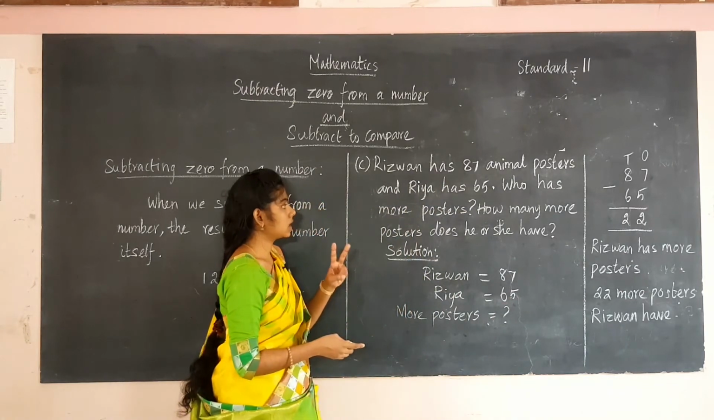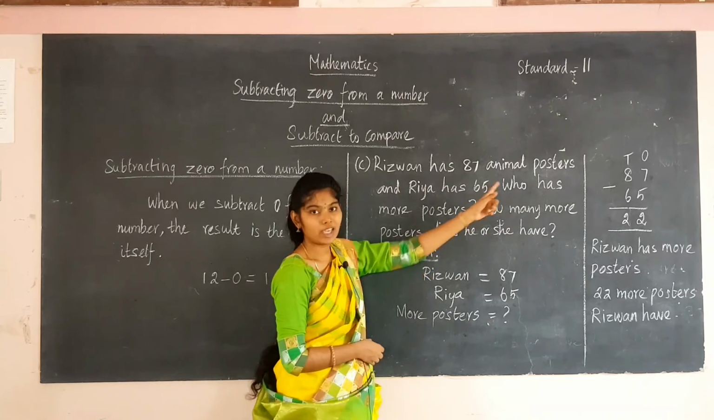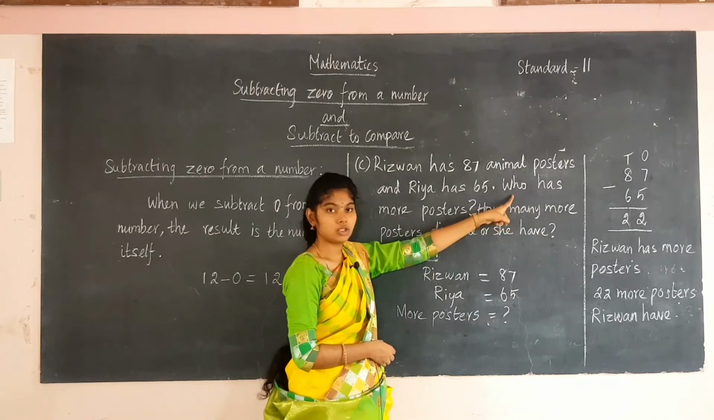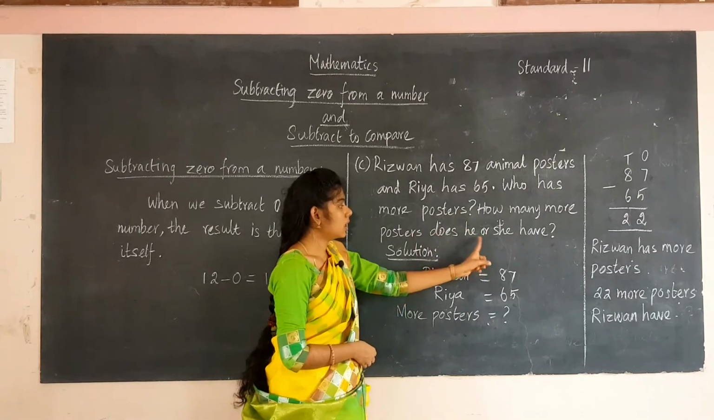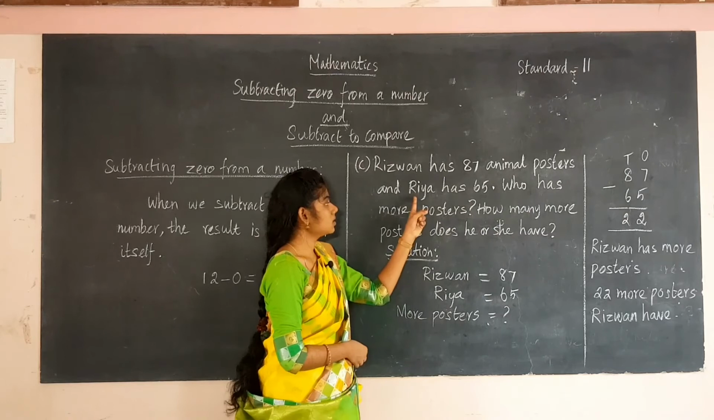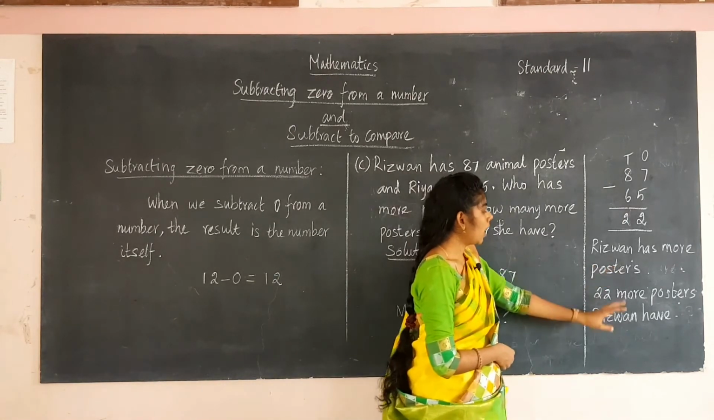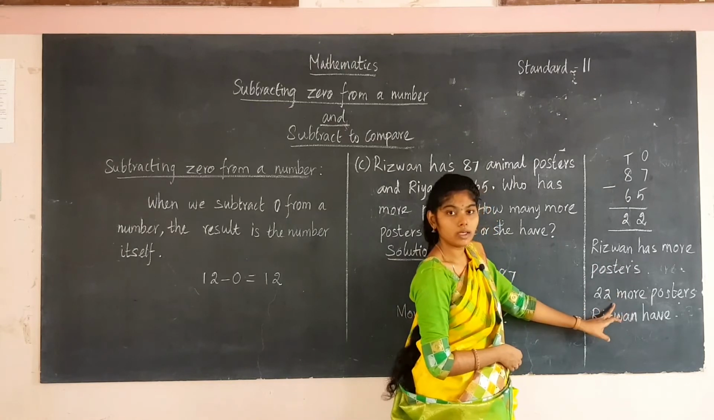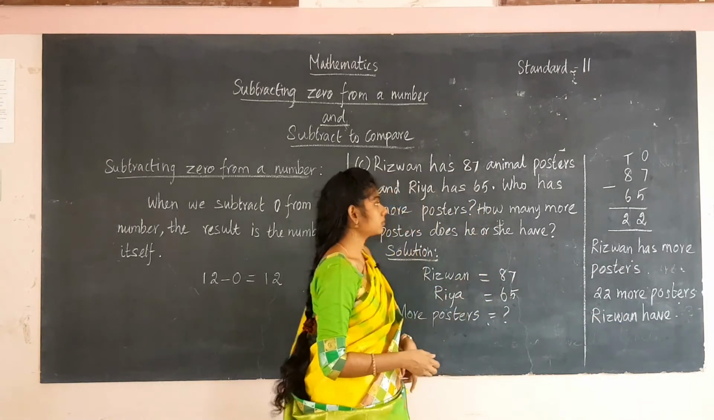Two questions were given. The first one is who has more posters, and we have to mention the name. We should not forget that. Then the next one is how many more posters does he or she have. He is Rizwan and she is Riya. So we have found that Rizwan has more, and how many more is he having? He has 22 more posters than Riya.